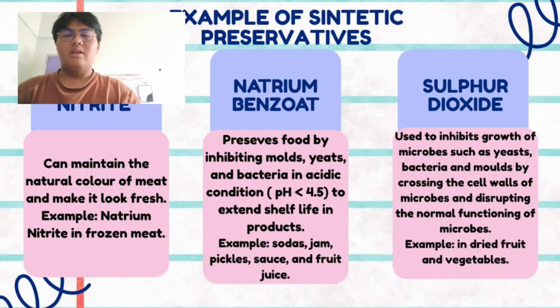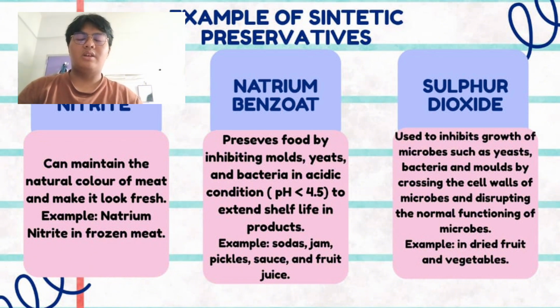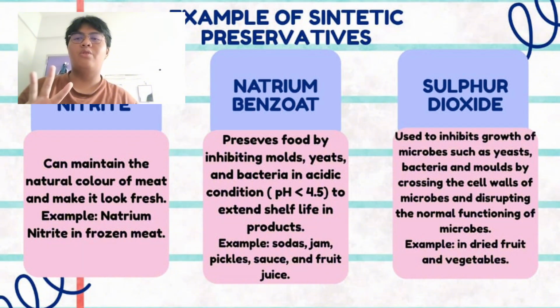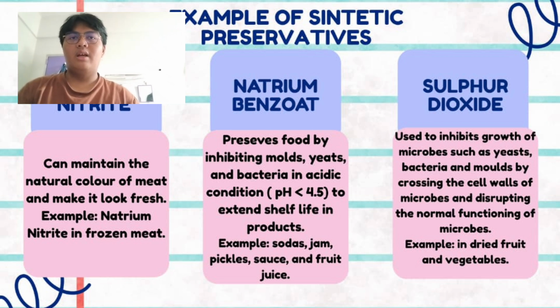And sulfur dioxide is used to inhibit the growth of microbes such as yeast, bacteria, and molds by crossing the cell walls of microbes and disrupting their normal functioning. For example, it is used in dried food and vegetables. But for your information, each of them has a code in the food industry. Natrium nitrate is E250, natrium benzoate is E211, and sulfur dioxide is E220.